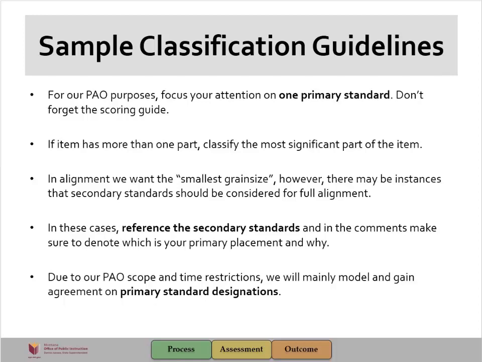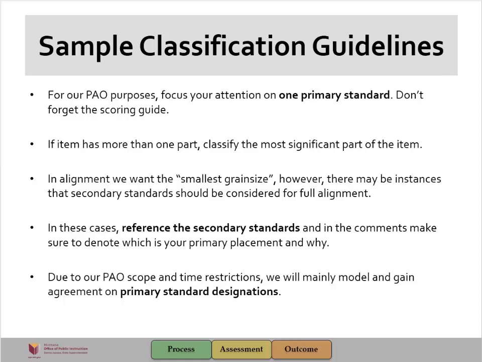If the item has more than one part, classify the most significant part of the item. In alignment, we want the smallest grain size possible. However, there may be instances where secondary standards should be considered for full alignment. In these cases, reference the secondary standards and in the comments section, make sure to denote which is your primary placement and why it is your primary placement.